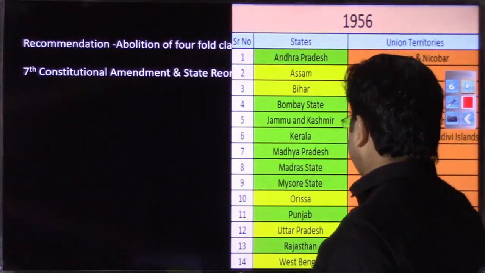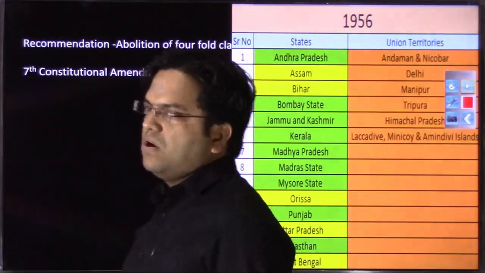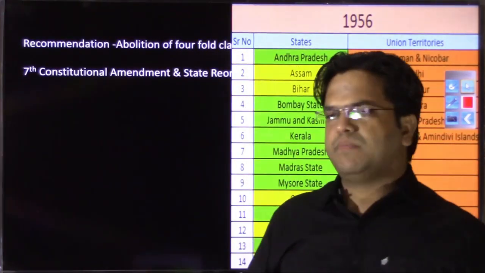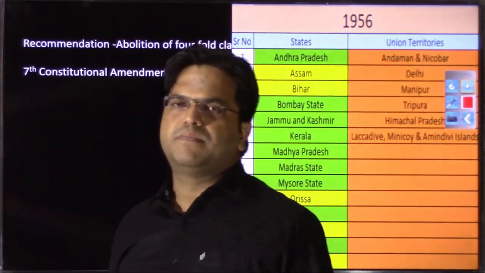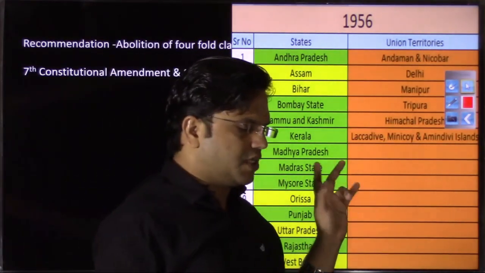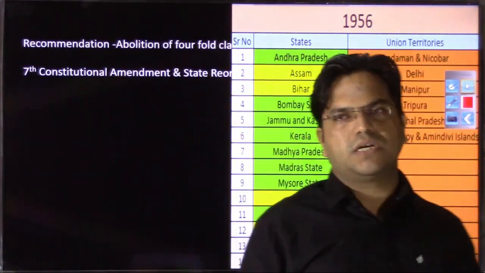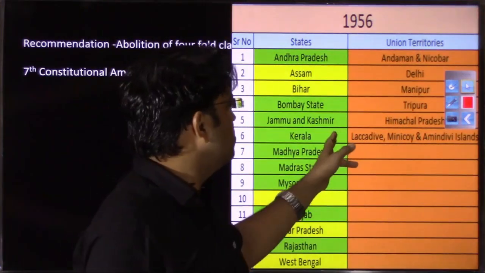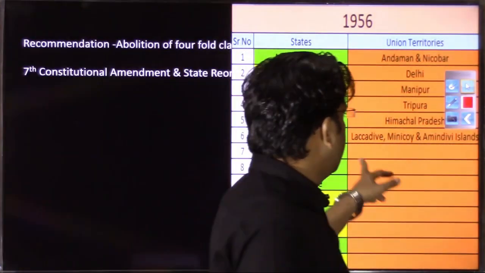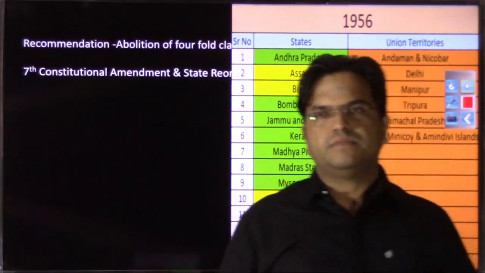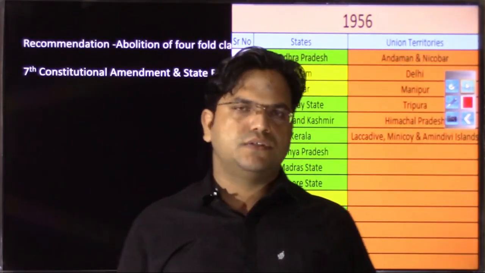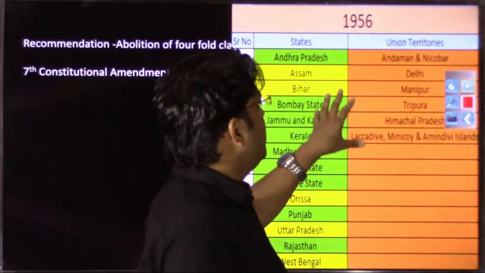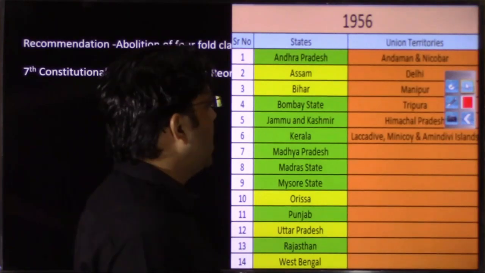So you have this list of 6 union territories that you can see on the screen. You have Andaman Nicobar, you have Delhi, you have Tripura, Manipur, Himachal Pradesh, and Lakshadweep. Lakshadweep at that time was not described as Lakshadweep. It was being described by these many names that you can see on the screen: Laccadive, Minicoy, and Amindivi Islands. So these were 6 entities, or 6 union territories, that came into the Indian Constitution or into actual existence in 1956.